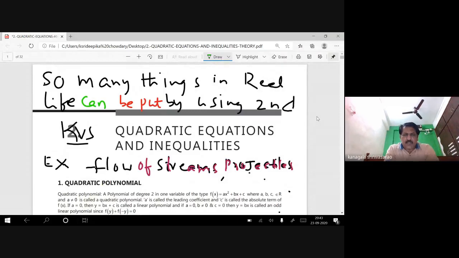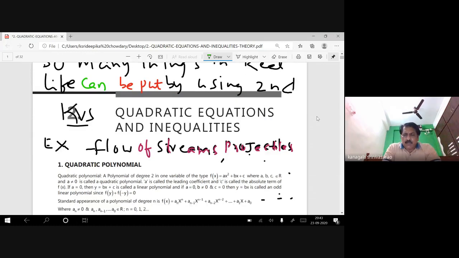Before giving the fundamental things, I would like to say that so many things in real life, in our life, can be put by using second degree equations, by using quadratic equations and inequalities. Let me give some examples: flow of streams, projectiles, and so many things. So many things we can put by using quadratic equations and inequations.